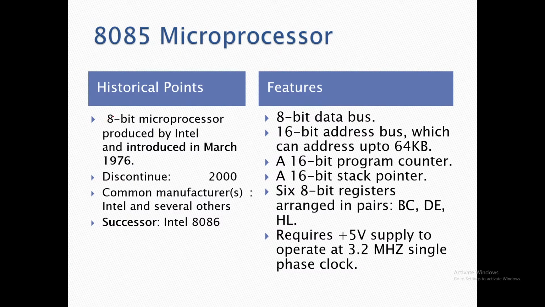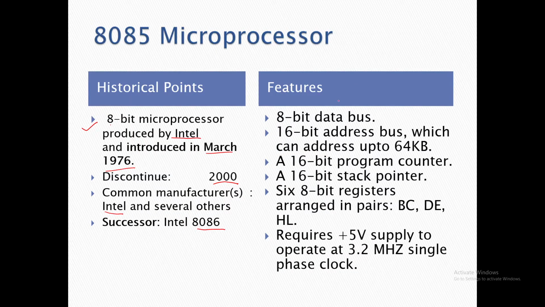Before going further, let us understand the 8085 microprocessor from a historical point of view. It is an 8-bit microprocessor. It was produced by the Intel company, introduced in March 1976, and then discontinued in 2000. The common manufacturer of the 8085 is Intel, and others are also there. The successor of 8085 is 8086.